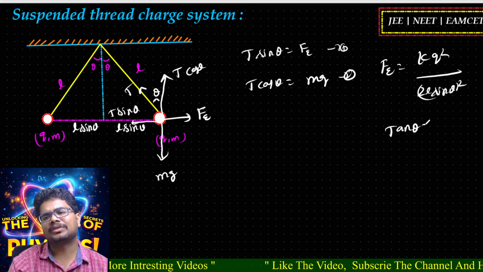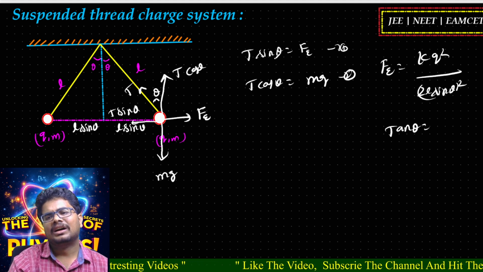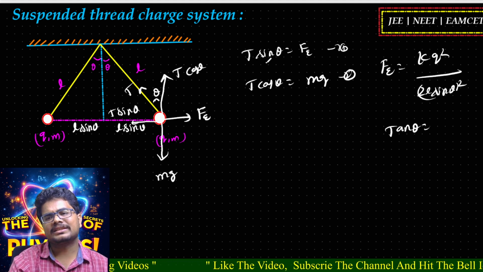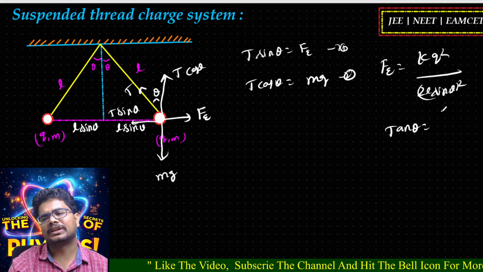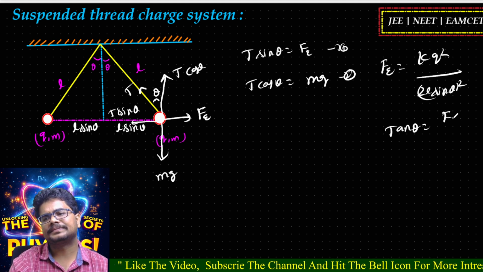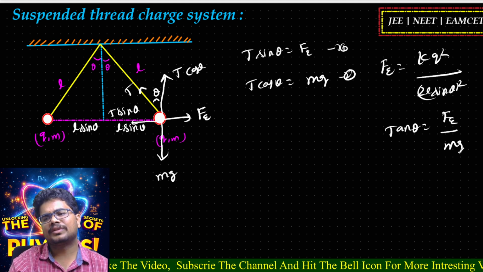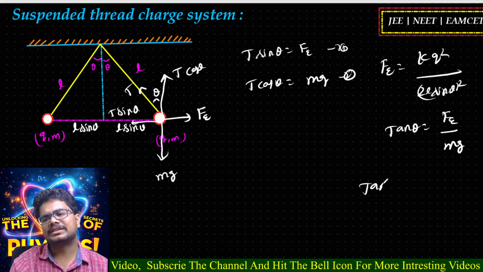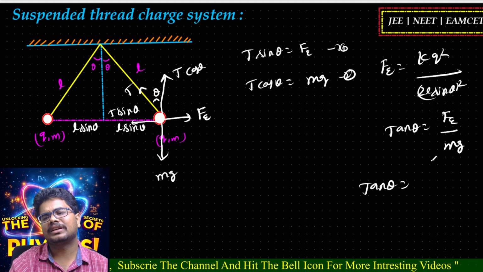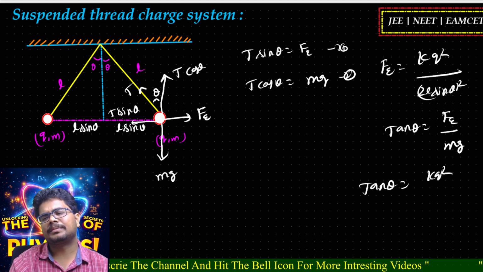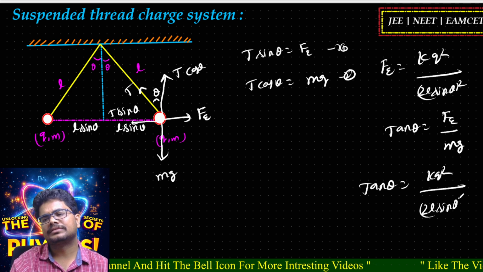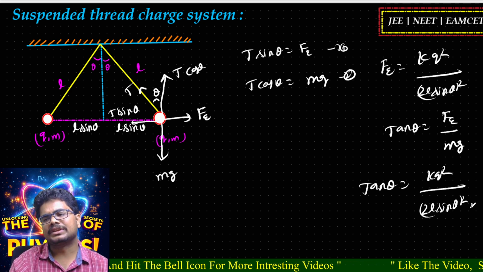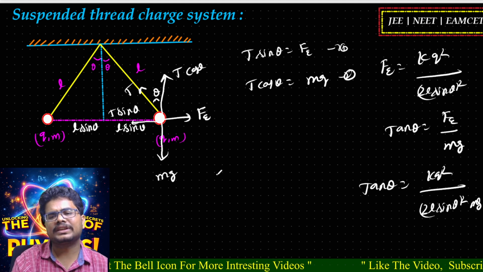Then what will you get? Tan theta. T will get cancelled, sin theta by cos theta, equal to Fe by mg. Fe value we now got. So tan theta is equal to Fe by mg, where Fe is KQ square divided by 2L sin theta whole square. And sir, how to find the tension?